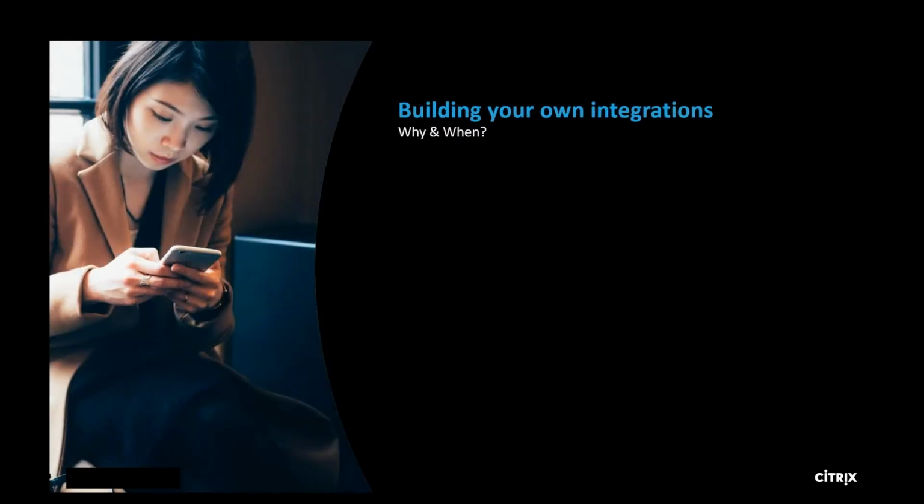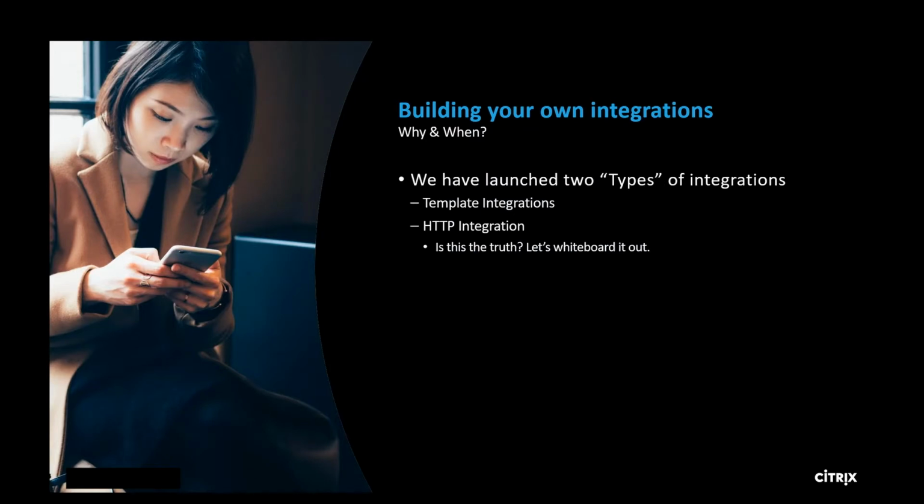So, building your own integrations: why and when would that make sense? With the launch of the micro app service, we essentially market two types of integrations. We have the template integrations, which we refer to as out-of-box integrations, as well as something called an HTTP integration, which is essentially used for you to create your own integration as well as your own micro apps, as you hopefully know by now.